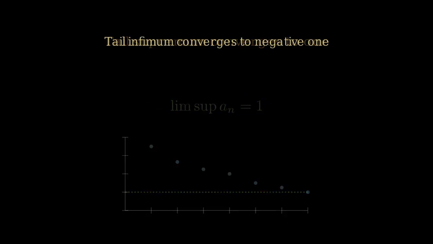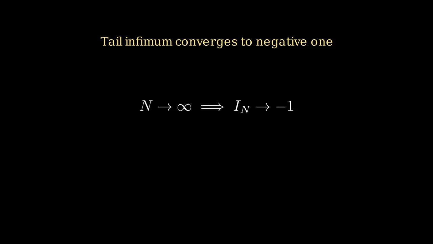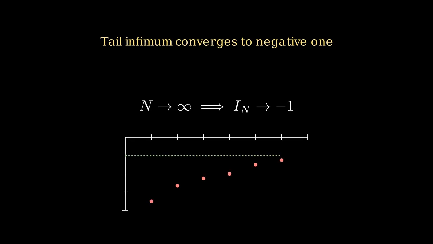Now look at the tail infimum. Since the odd terms keep approaching -1 from below, the infimum of every tail is always achieved near those odd terms, so the tail infimum sequence converges to -1. This means the limit inferior of the sequence is -1.